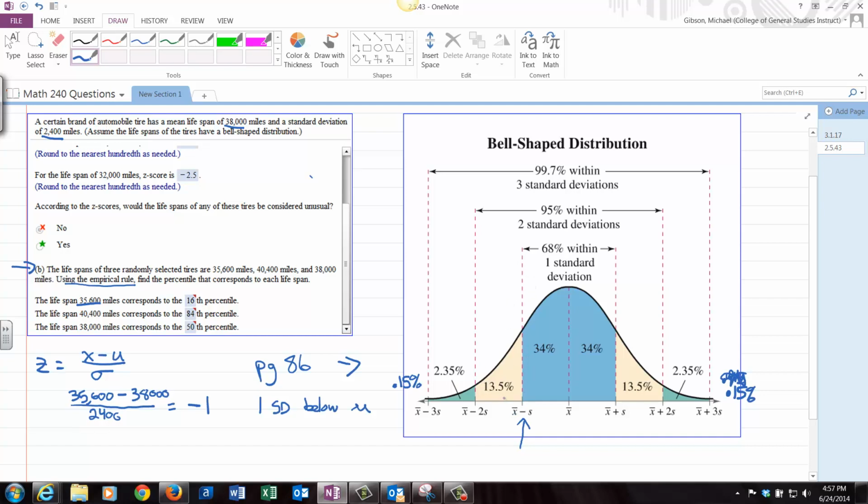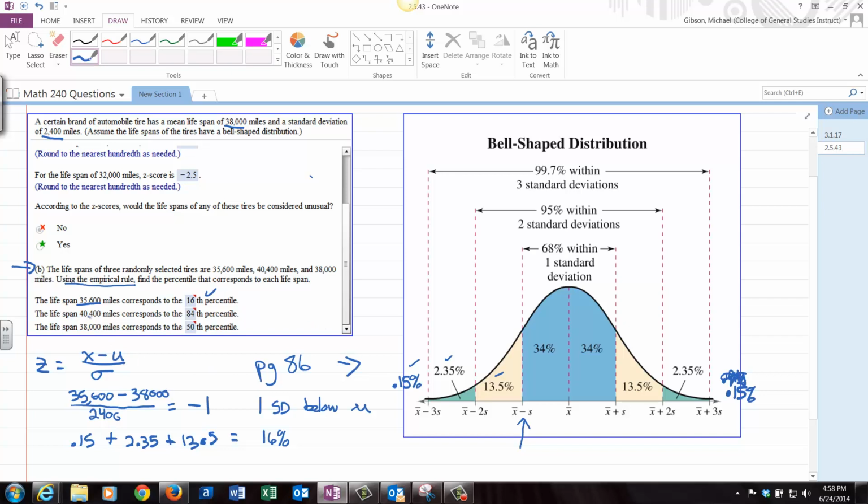So if you'll notice on the curve, what they want to know is what's the percentile. All right, well, the percentile will be what percent of the data is below that. So that's going to be the 0.15% plus the 2.35% plus the 13.5, right? 0.15, 2.35, 13.5. All that's below there. That adds up to 16%, and there's the answer, the 16th percentile. All right, let's do the next one.